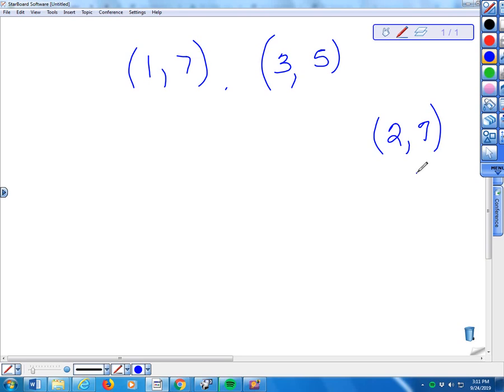Okay, so the first step here is finding the slope of this line. So I take 5 minus 7 over 3 minus 1. Y2 minus y1, x2 minus x1, right? -2 over 2, which is -1.